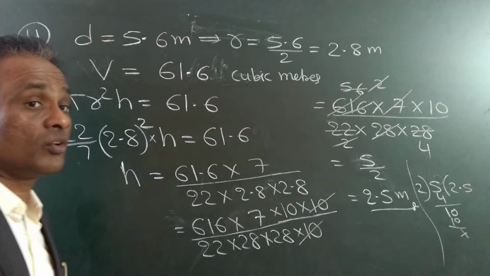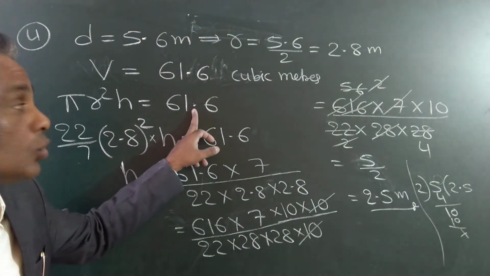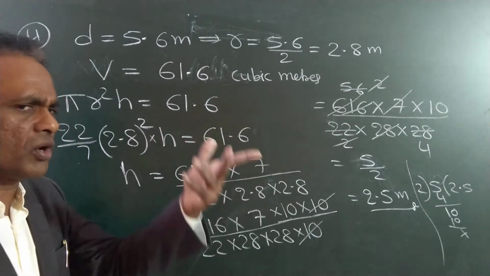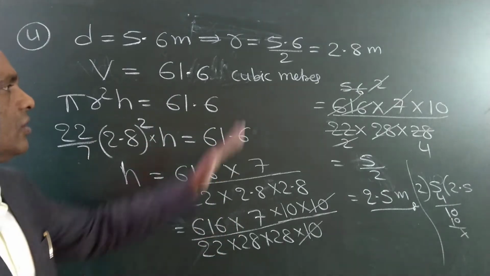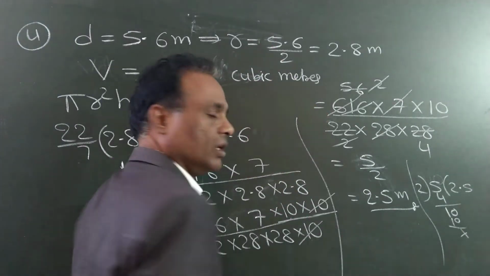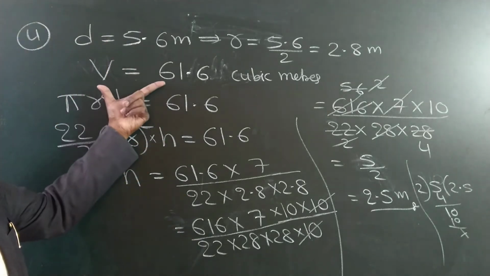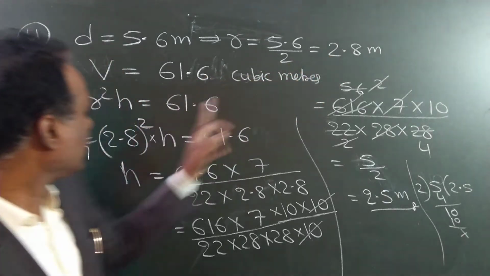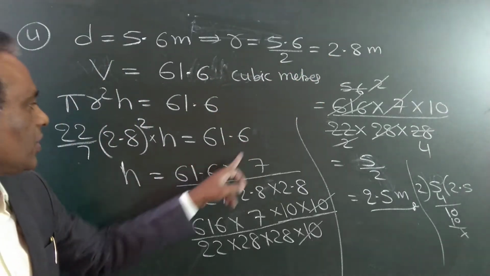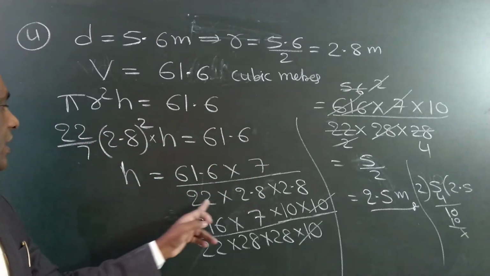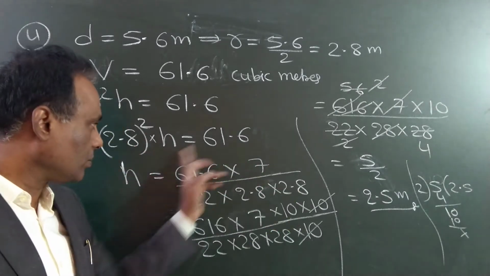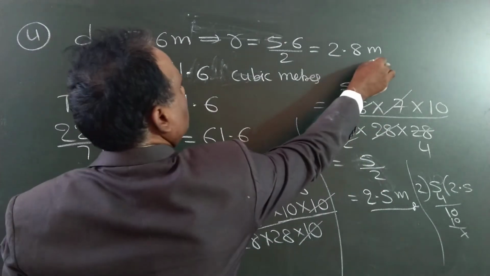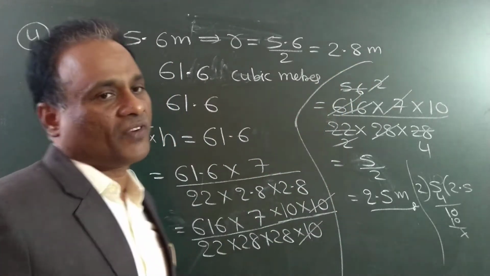If you are following the old textbook, then change the question as 61.6 cubic meters. Change this value. If you are following the new book, no problem. This dimension is only given. So this is the simplification. Diameter is given, volume is given. Volume formula is pi r square h. Pi is 22 by 7, r is 2.8 whole square into h. H is equal to 61.6 into 7 by 22 by 2.8 into 2.8. Simplification, answer finally 2.5. Final answer is 2.5 meters.